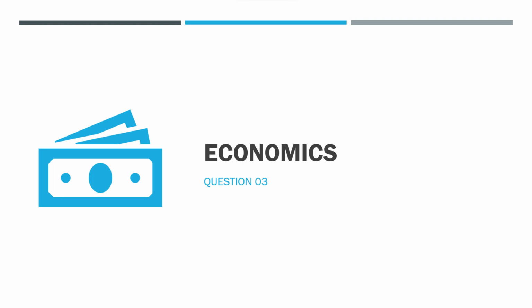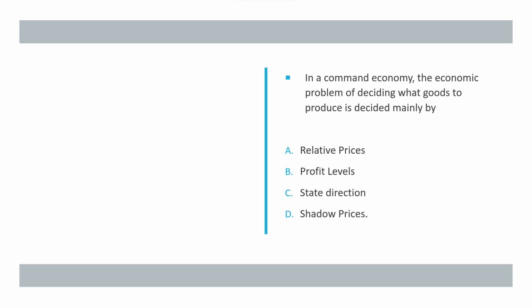Today's question is: in a command economy, the economic problem of deciding what goods to produce is decided mainly by option A, relative prices, option B, profit levels, option C, state direction, option D, shadow prices. To correctly answer this question, you must understand all the four options provided in the question. Let me explain these options one by one.